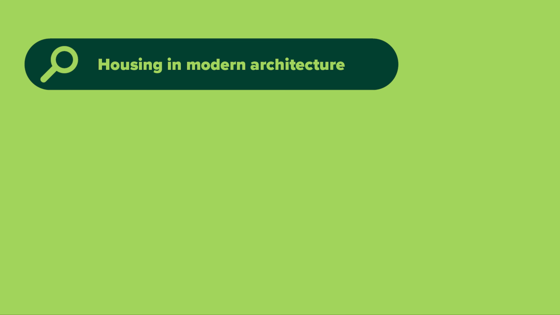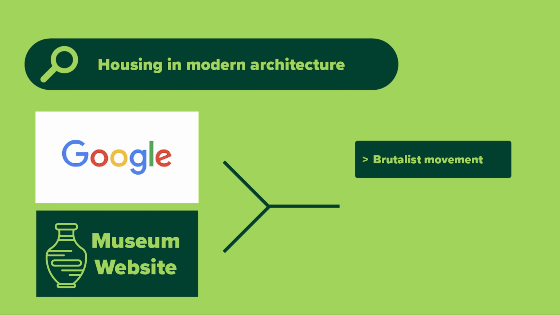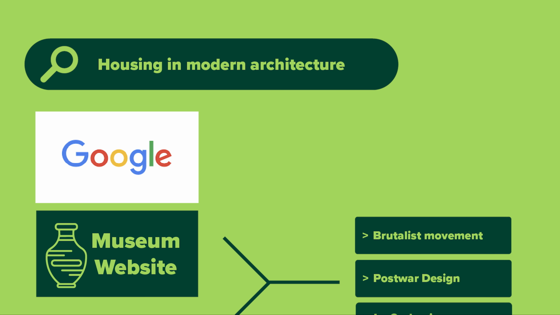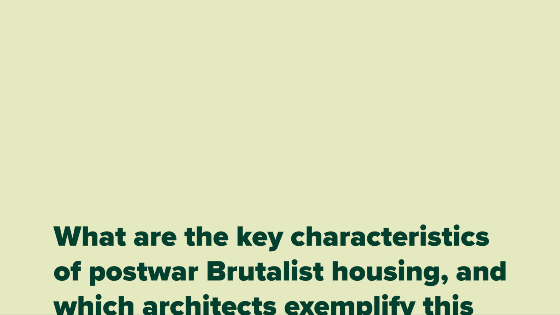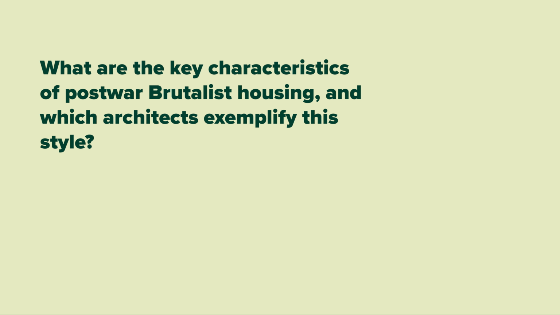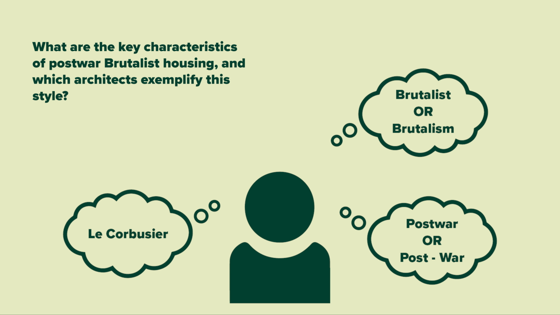For example, if you're interested in housing and modern architecture, a quick Google or museum site visit might tell you about brutalism, post-war design, or famous architects' names. These are the words you'll want to use when you start searching in the library's website. So, for example, our research question could be, what are the key characteristics of post-war brutalism housing, and which architects exemplify this style?